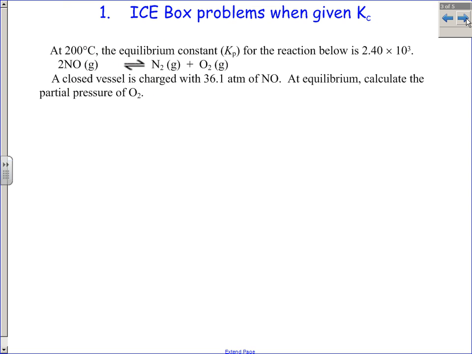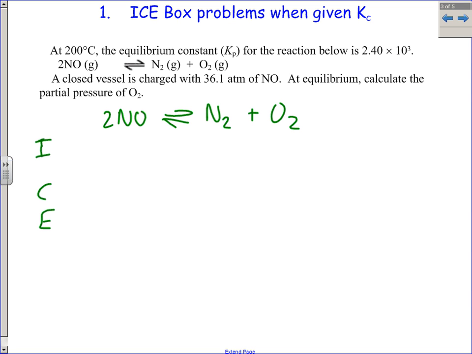Now the first situation here is icebox problems when given a Kc. So at 200 degrees Celsius, the equilibrium constant Kp for the reaction is given as 2.40 times 10 to the third, and then they give you the reaction. Now I'm going to rewrite the reaction out here because we need to really understand what's going on with the icebox. So let's say that's our reaction. So what's going on initial, change, and at equilibrium.